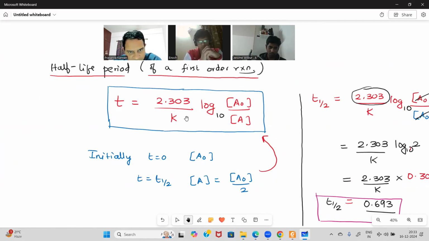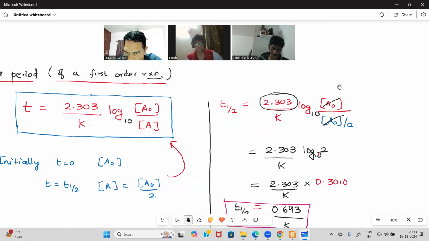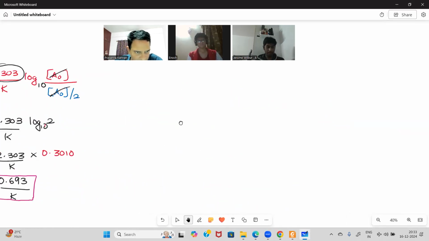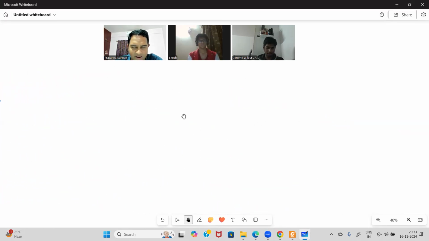Initially time is 0. At that time the concentration of the reactant is maximum, A naught. When time t is equal to 1 half-life period, the concentration of the reactant at that time becomes half of what it was before. So wherever A is there, you substitute A naught by 2. A naught gets cancelled. 2 comes to the top. Log 2 is 0.3010. You get 0.6931 divided by K. That is your half-life period, right?